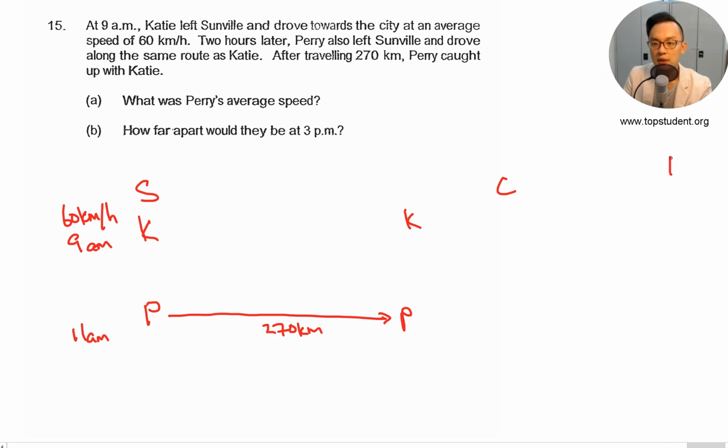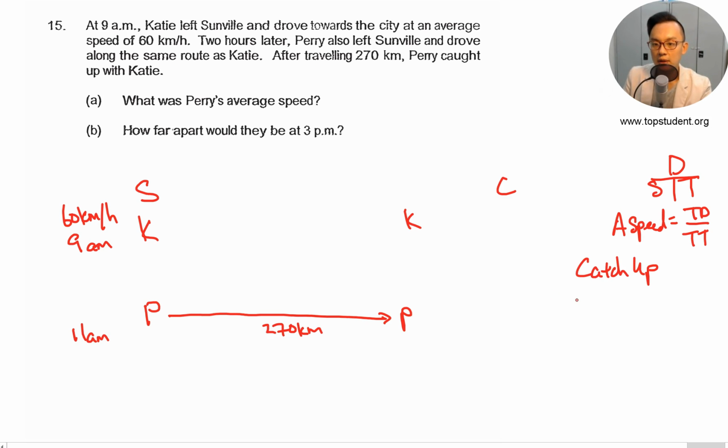So every time you have a speed question, please draw the formula, your triangle, right? Distance, speed, time. So average speed equals total distance over total time. This is a catch-up question. So right here, catch up.